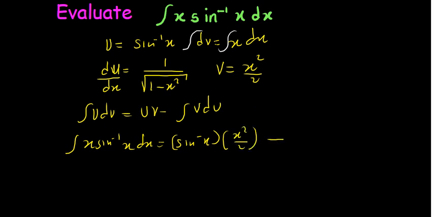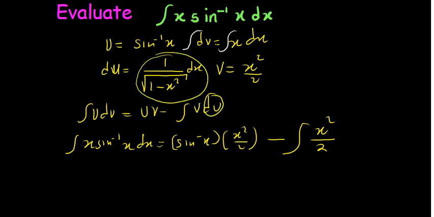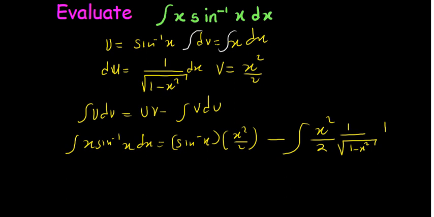And then minus, from the formula, minus the integral of v. What is v? That is x squared divided by 2. And then du. But what is du? Well, I'm going to make du the subject of the formula, so I'm going to multiply both sides by dx. So this dx which is in the denominator is going to cross multiply to this side. Where there is du, I'm going to put the whole of this thing, because that is du. So that is going to be 1 divided by the square root of 1 minus x squared, and then I'll put here dx.